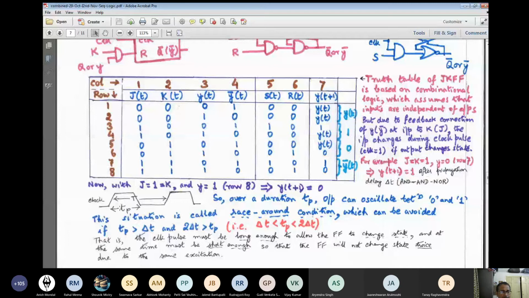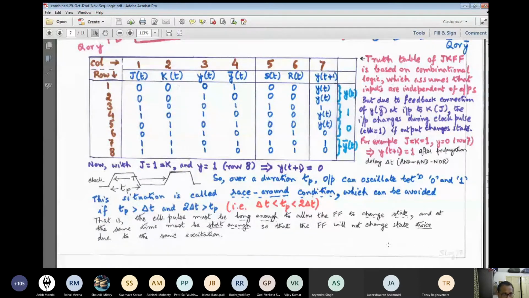That is true, but the on time should also be short enough, less than 2 times the delay. What do I mean by that? The flip-flop will change only once during the on time of the clock. If it changes more than once, that will create a problem. This oscillation or race around will not enable us to say that the output will be this only; it can be different. So the clock pulse should be long enough to allow the flip-flop to change state, and at the same time short enough so that the flip-flop will not change more than once or twice.